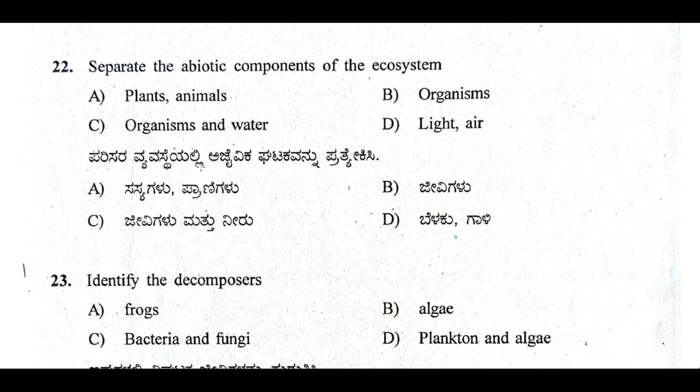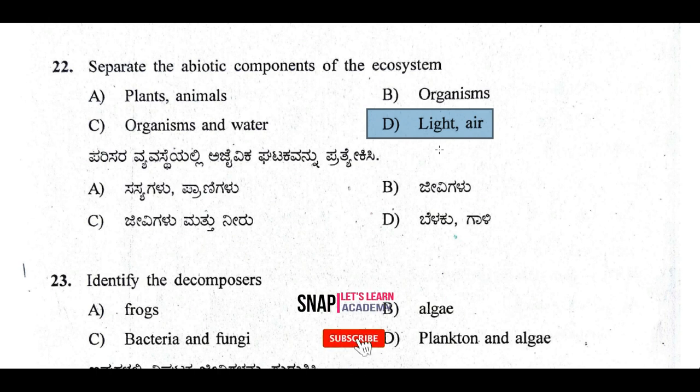Question number 22. Separate the abiotic components of the ecosystem. Option A, plants, animals. Option B, organism. Option C, organism and water. Option D, light, air. So which one is the abiotic component of the ecosystem? As we have already discussed which is biotic and which is abiotic, light, air, soil and nutrients, etc., form the abiotic components of an ecosystem. Abiotic factors vary from ecosystem to ecosystem. So therefore, option D, light and air, is the right option.